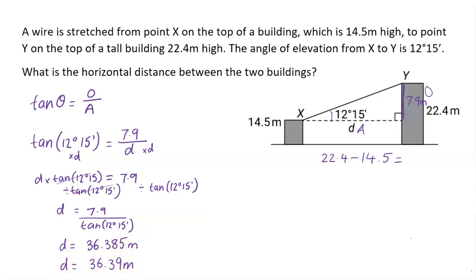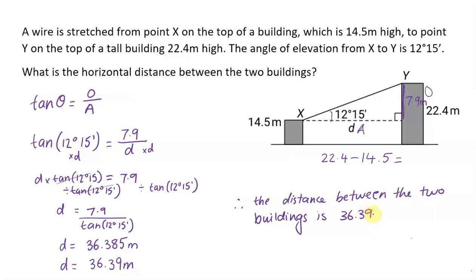Because this is a worded or application problem, we need to give a final solution to interpret this number that we've calculated. So therefore, the distance between the two buildings is 36.39 meters. And that's the answer to our question.